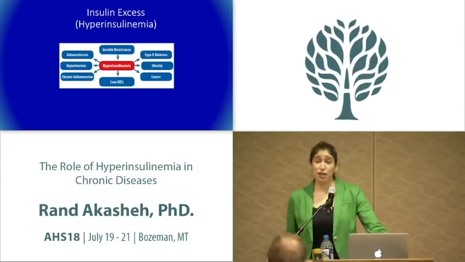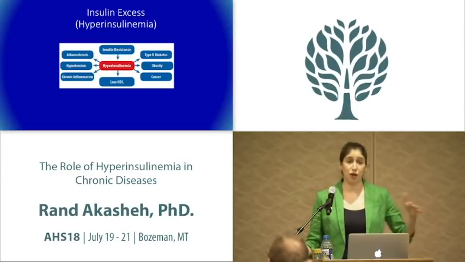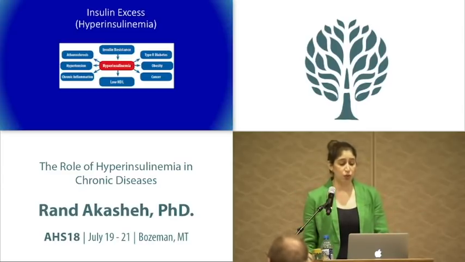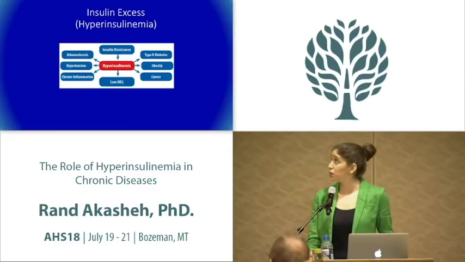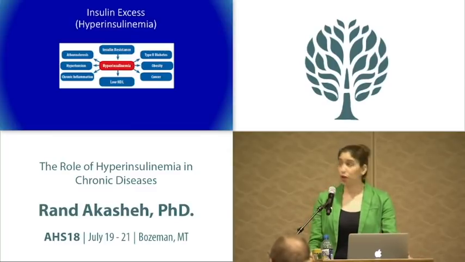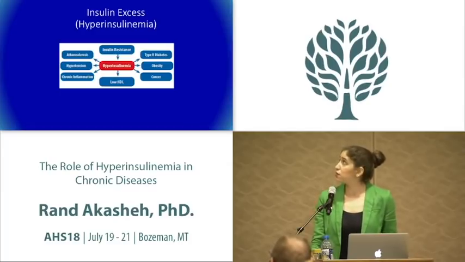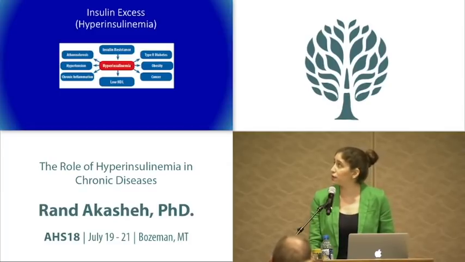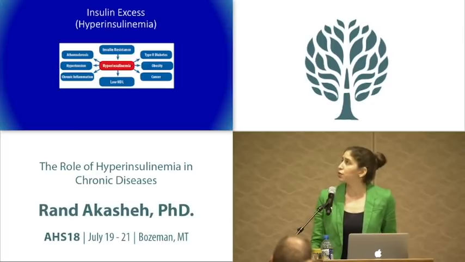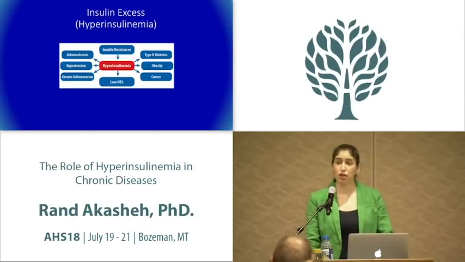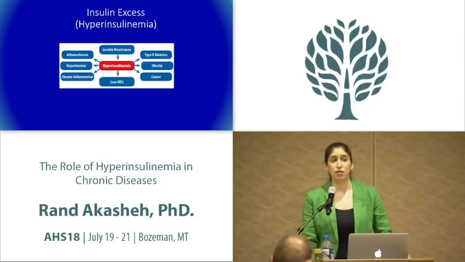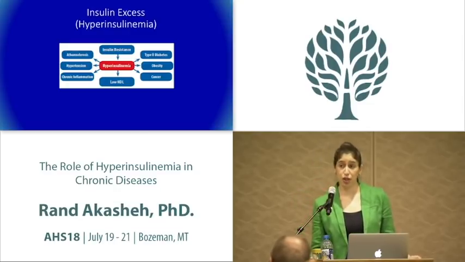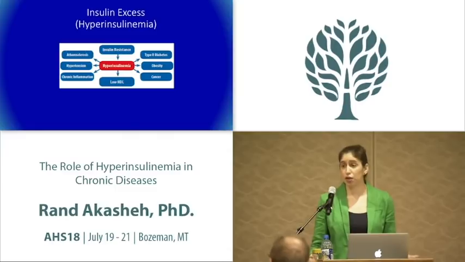But how about insulin excess? So this is like the other end of the spectrum, which is what we call hyperinsulinemia. This also is problematic because it is associated with insulin resistance, type 2 diabetes, obesity, cancer, chronic inflammation, hypertension, atherosclerosis. And I will show that the evidence suggests that it's not just an association, it can actually be a causal factor in these diseases.